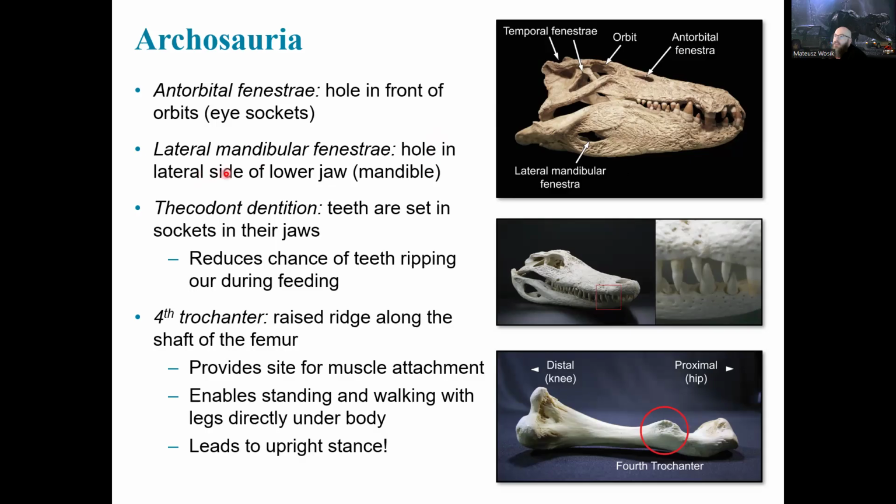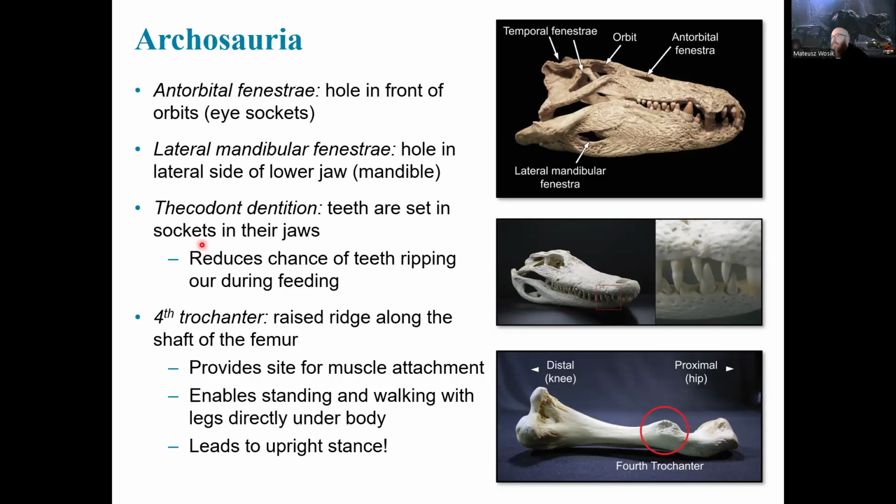They will also have a lateral mandibular fenestra. And so if we look at the lower jaw, there's another hole there. And all of these holes are going to be for muscle attachment, nerves, and other components that are going to help with various aspects like bite force and chewing and things like that.